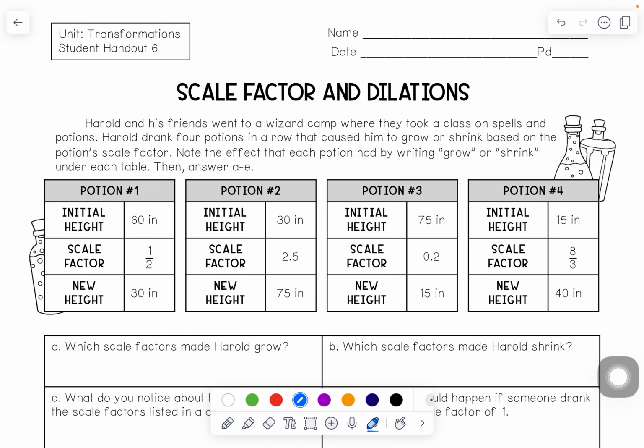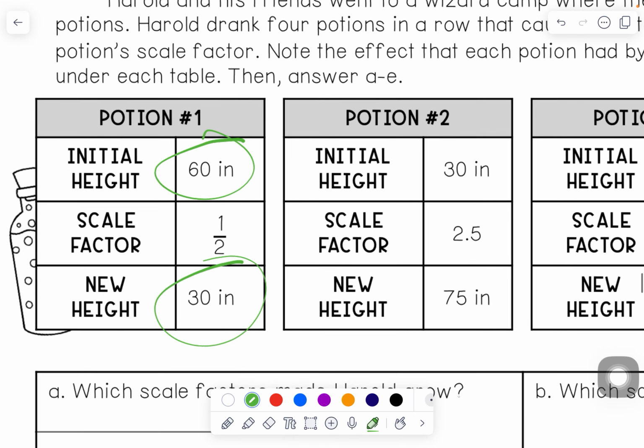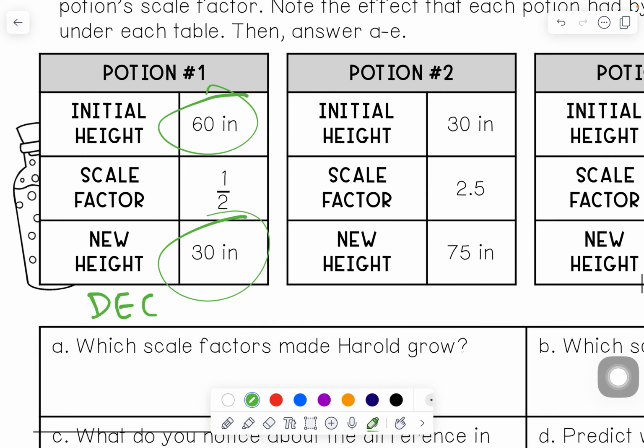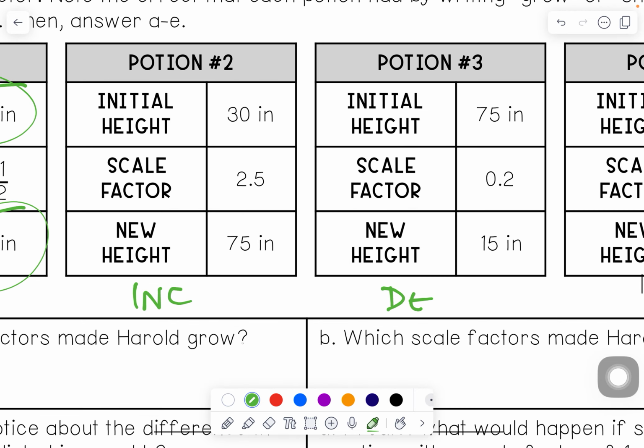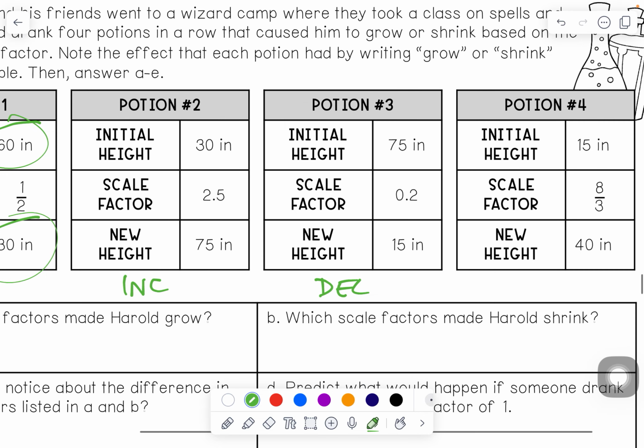So really all we're doing here is comparing the initial height of each of these to the final height. And you're just going to say, did it grow or shrink? All right, so potion 1, it looks like it decreased, or shrank. Potion 2 went from 30 to 75, so that was an increase. Potion 3 went from 75 to 15, that's a decrease. And potion 4 went from 15 to 40, that's an increase.